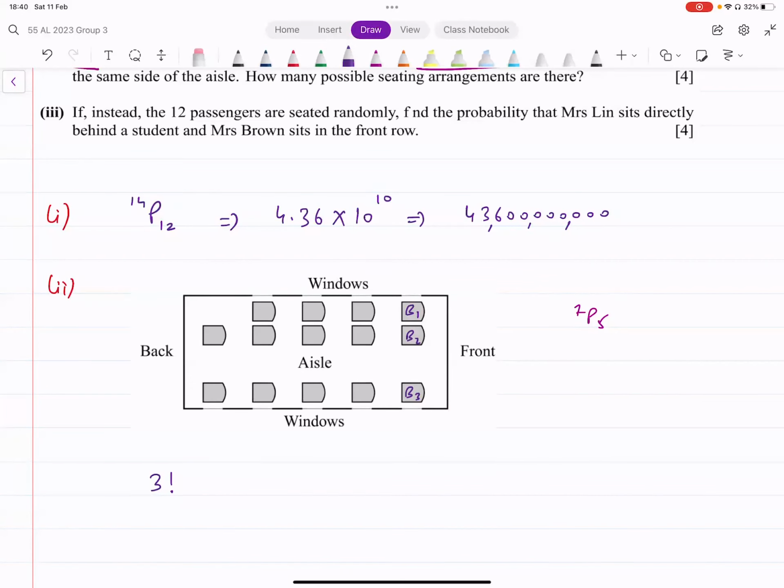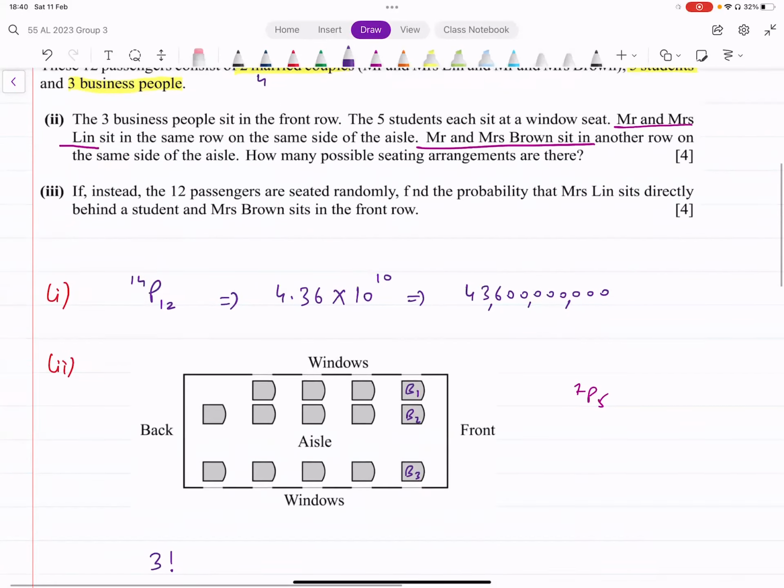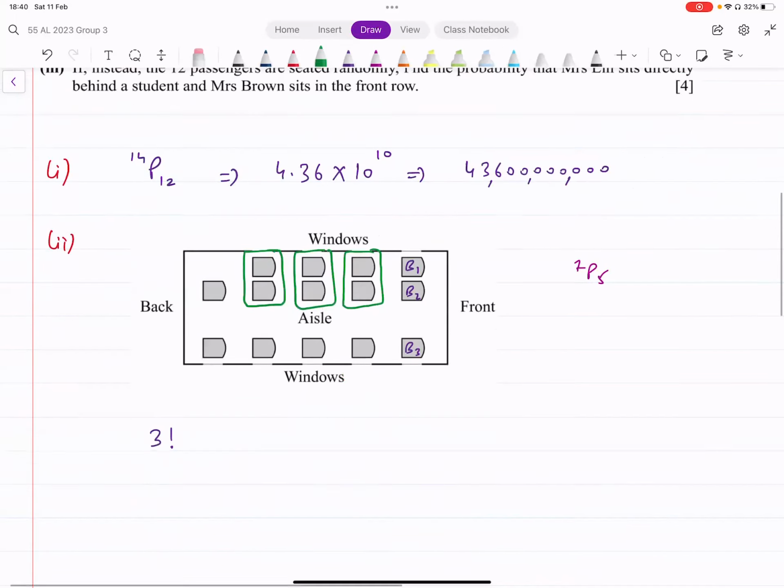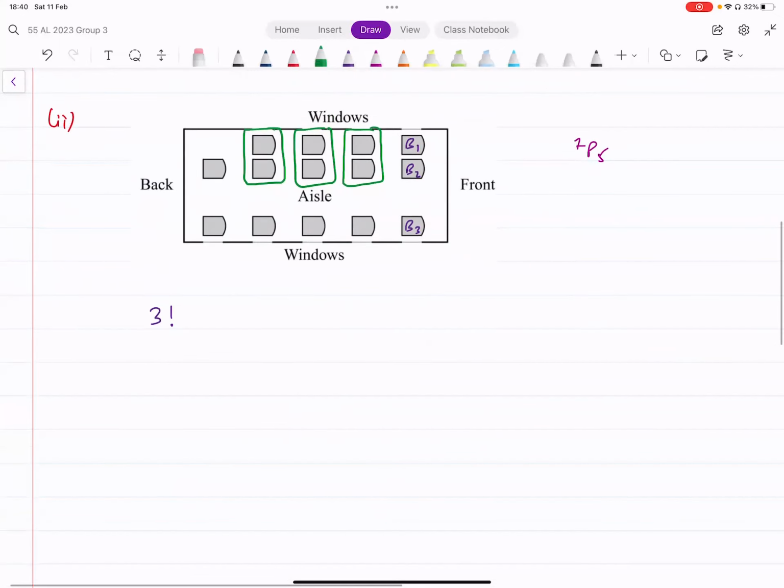Now once that is done, the 2 couples, they can come in two of these 3 rows. इन 3 में से आपने उनको किसी 2 रोज में प्लेस करना. Okay. Now, in how many ways can this be done?